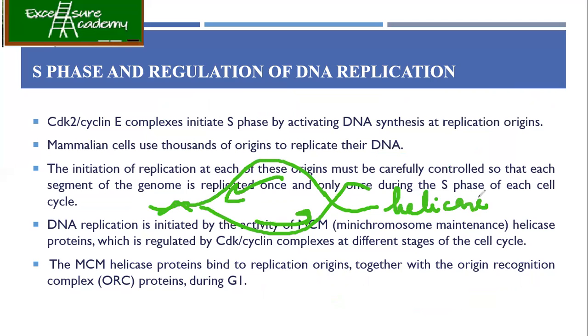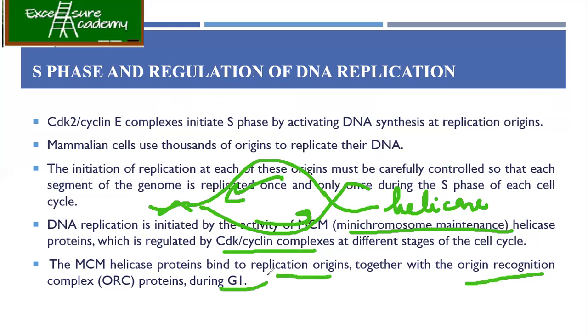Okay. So its complete name is mini chromosome maintenance helicase, which is again regulated by CDK cyclin complex at different stages of the cell cycle. So now today what we are going to learn in this particular session is origin of replication or the DNA replication, how it is being regulated. Okay. So the MCM helicase proteins will bind to replication origins together with the ORC. Okay, what is ORC? Origin recognition complex.